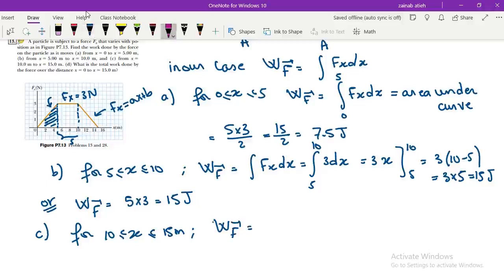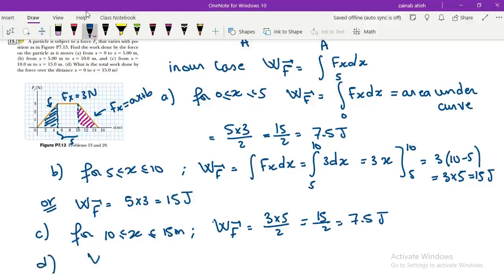I'm talking about this curve, which is a decreasing line. So this is the area under the curve with the x-axis. In this case, it's the area of a triangle, base times height over 2. My base is 5, height is 3. So 3 times 5 over 2, I will get 15 over 2, which is 7.5 as in the first part. So 7.5 joule.